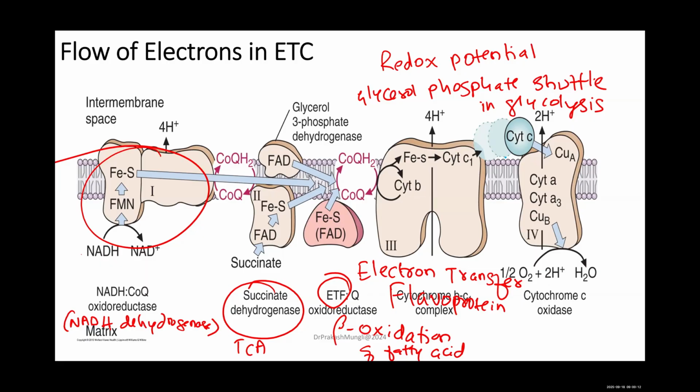Coming to CoQ. As you see here, CoQ can be reduced to CoQH2. Which is oxidized and which is reduced in this? CoQ is oxidized, CoQH2 is reduced. CoQ, which is coenzyme Q, is written as ubiquinone. Make sure you write it down. CoQ is ubiquinone, and CoQH2 is called ubiquinol, the reduced form.